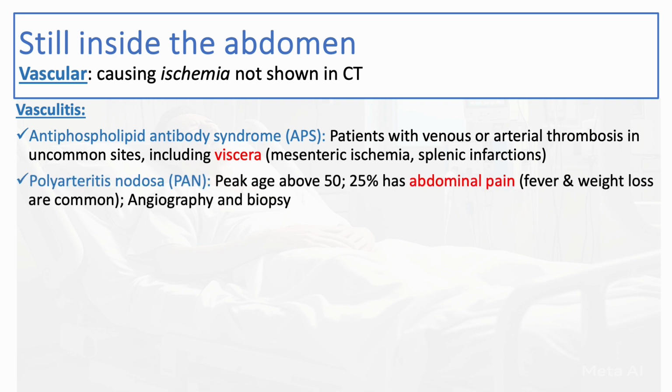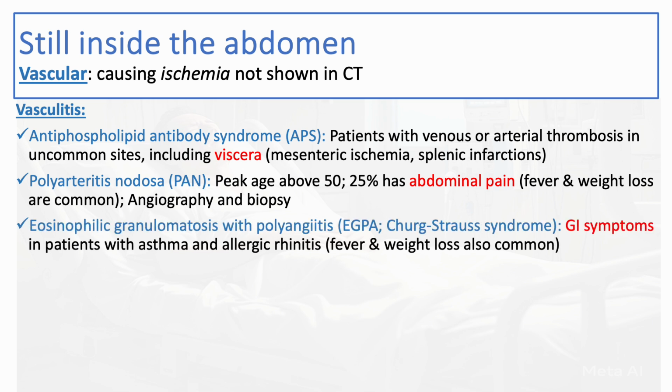Polyarteritis nodosa, also not very common. You might see it more with patients above 50, sometimes in young patients as well. It can happen at any age. 25% have abdominal pain. Some of them might have fever, sometimes even like fever of unknown origin. Patients might have some weight loss. Relatively common, both fever and weight loss. And then if you order a CTA, you might have some features that suggest a diagnosis. Sometimes you might need biopsy of the involved organs to make the diagnosis, in addition to the rheumatological workup and basic testing for rheumatological workup.